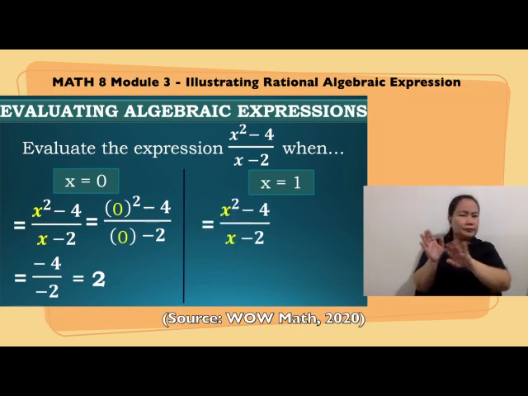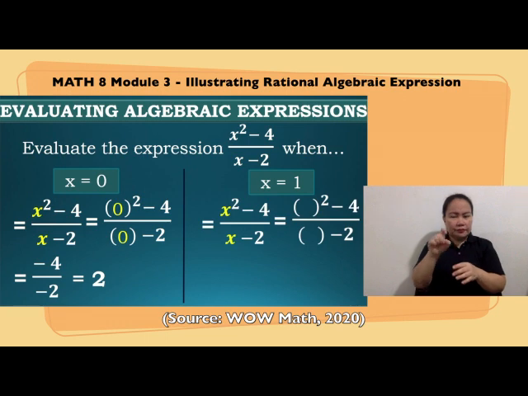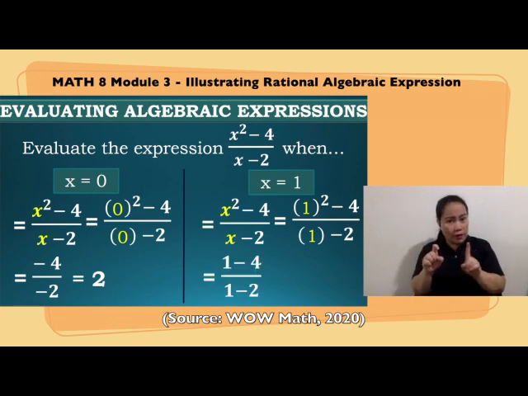Next, if x is equal to 1, therefore we will assign or substitute 1 to the variable. So we will have 1 squared minus 4 all over 1 minus 2. So we will just follow the expression. So, yung pag-substitute natin, susundan lang natin kung ano yung expression na binigay. So, hindi tayo pwedeng mag-substitute kung saan-saan. So, we will substitute only to the variable. Okay? So, let us simplify.